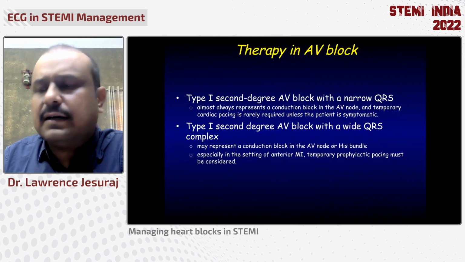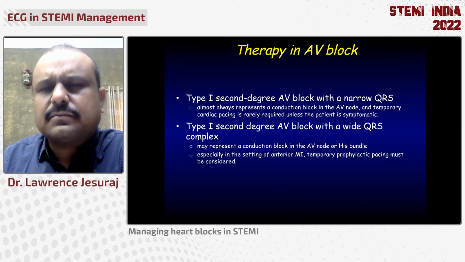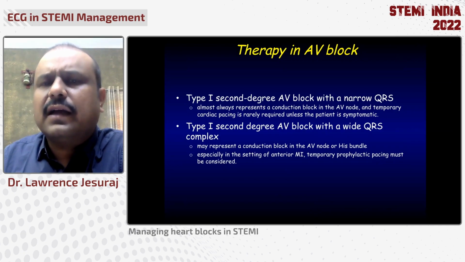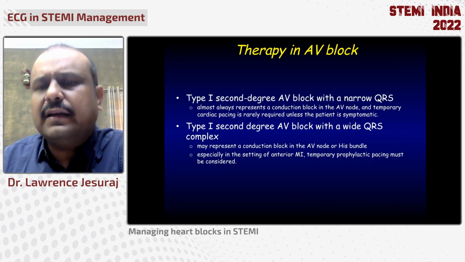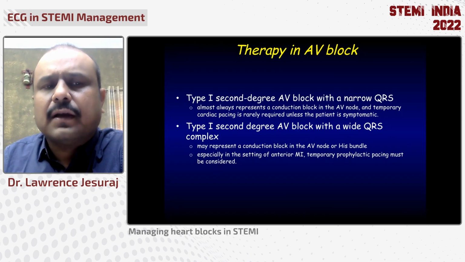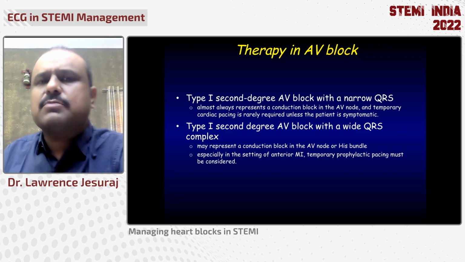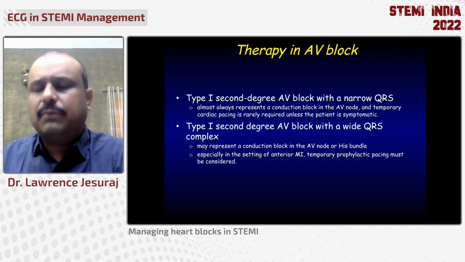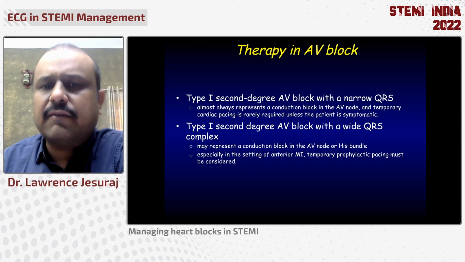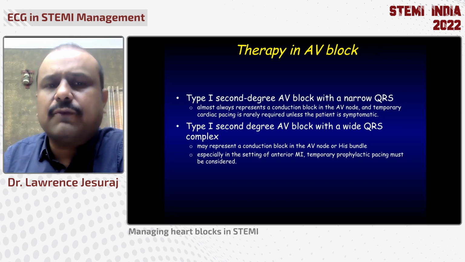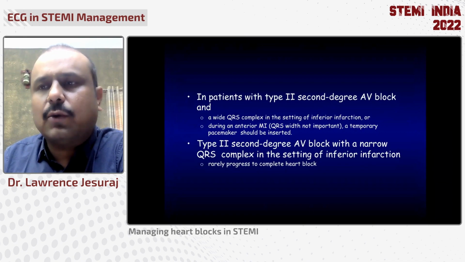When a patient has first degree AV block with a narrow QRS, it is usually related to an AV nodal issue, what we call a supra-Hisian AV block. You may not require, and we hardly put, a temporary pacemaker for this location. Type 1 second degree AV block with wide QRS complex sometimes may represent a block at the lower level. It could be a Hisian or infra-Hisian AV block. And this, particularly in the setting of anterior wall MI, a temporary prophylactic pacemaker may be required if the patient has a persistent AV block, particularly with a wide QRS escape.